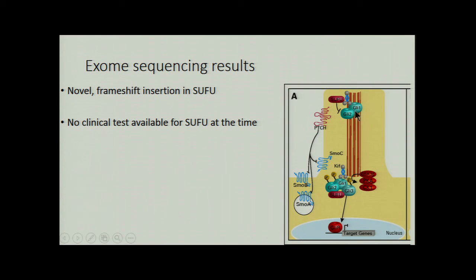So SUFU is an important negative regulator of the Hedgehog signaling pathway, which normally is a molecule that binds to a receptor, Patched, and activates a transcription cascade that promotes proliferation and cell growth. So the loss of SUFU here is what's causing excessive Hedgehog activity and too much growth.